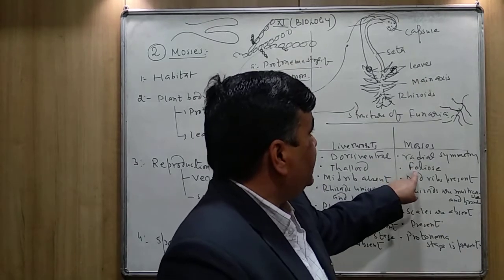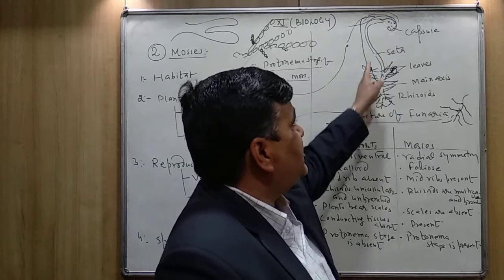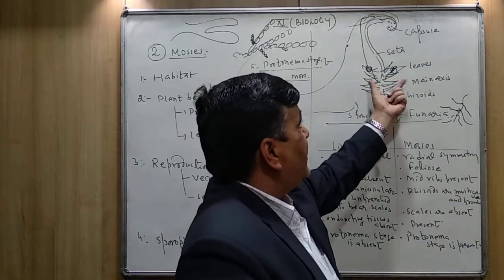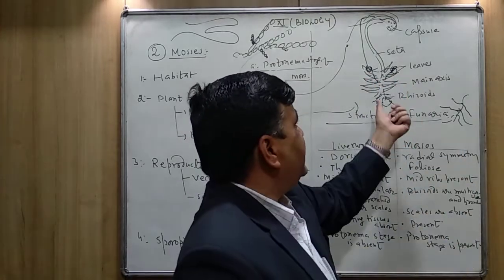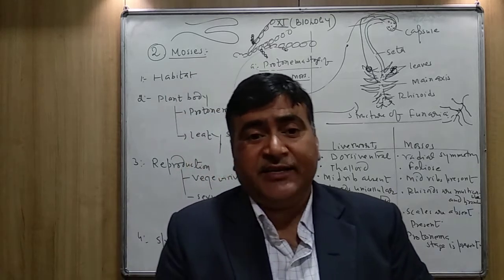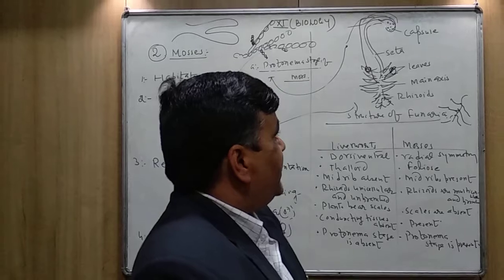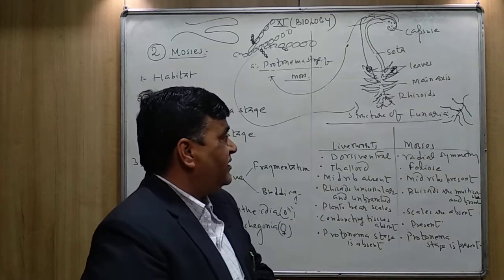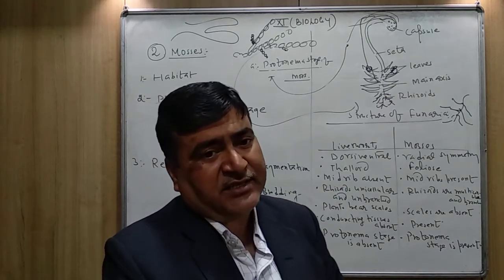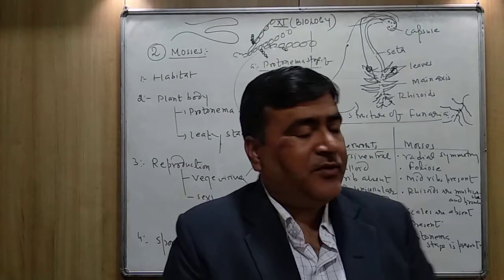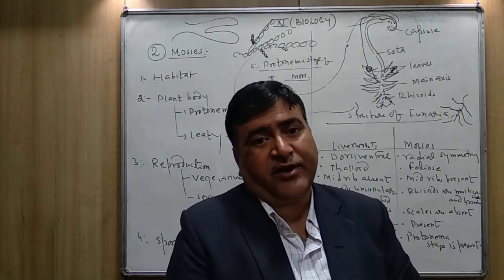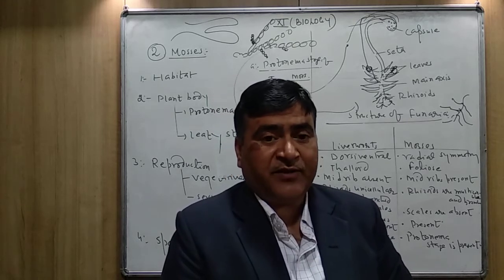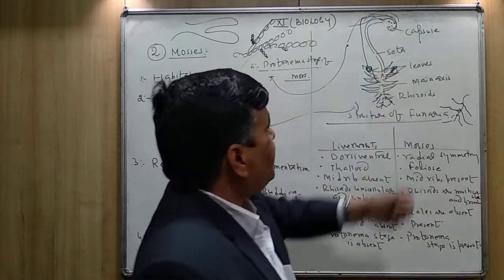But in mosses, the main body is foliose in structure. It means it is advanced. Very small leaves are present, and all these leaves are spirally arranged on the main axis, or you can say central axis. So here the body is thalloid, but in the case of mosses, the main body is foliose, or leafy in structure, except the filamentous form, that is protonema.